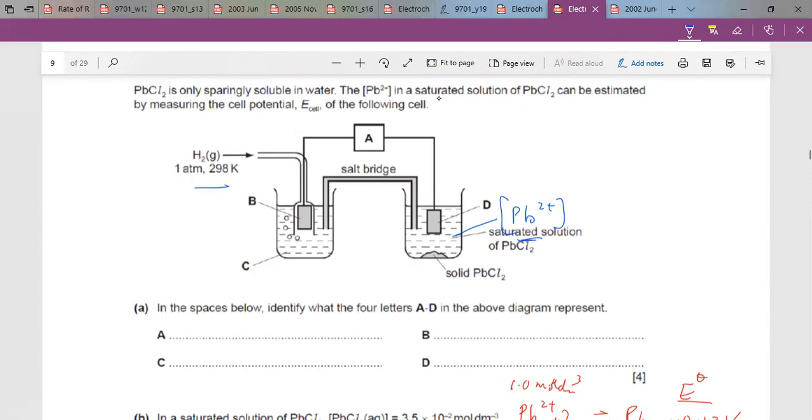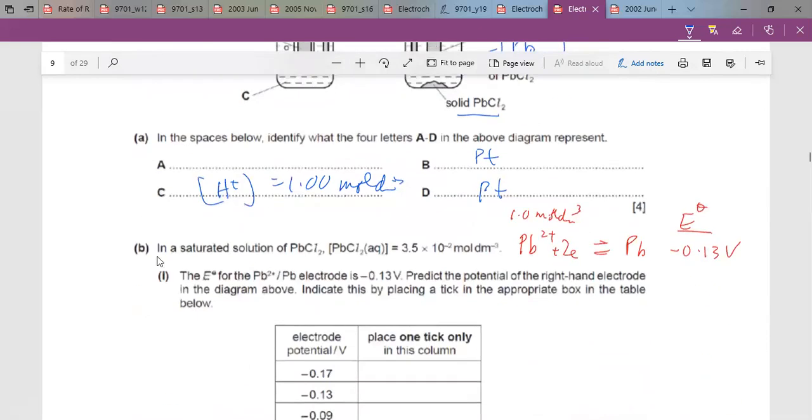The hydrogen electrode is of course standard. The solid here is to show that it's saturated. A is of course a voltmeter. C is of course your H plus equals 1.00 mole per dm cube. Always remember to put the units. B is a platinum. D is also a platinum. Four marks, simple. The solution has a very low concentration.